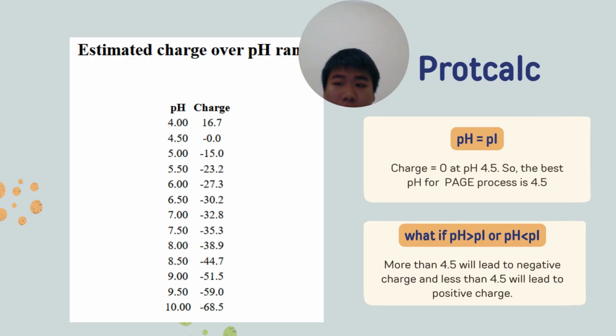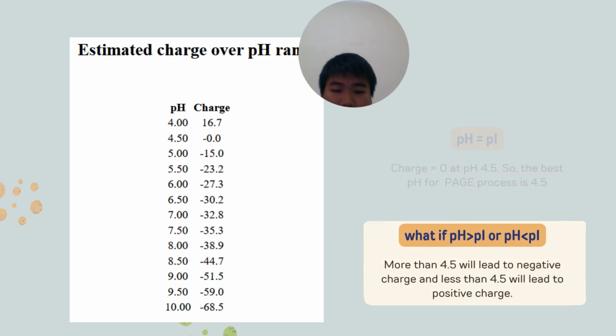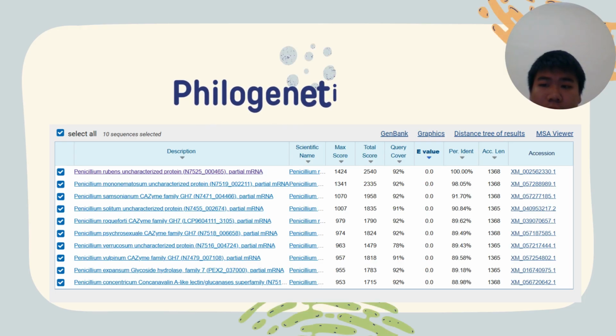of approximately 0, which matches its isoelectric point. At this point, the protein is electrically neutral. Therefore, pH 4.5 is the optimal condition for PAGE, as proteins migrate based on size when their charge is neutralized. Now I will explain the result of the phylogenetic analysis of the gene we identified.